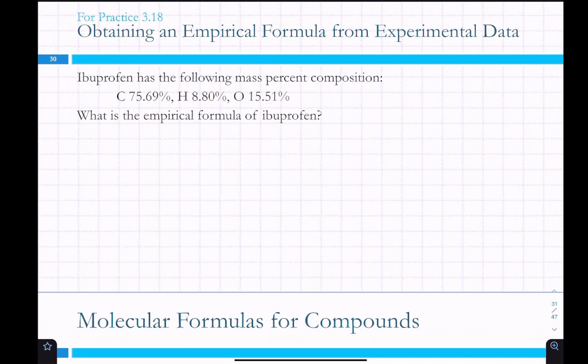Yeah. When I want to multiply that by 2 to get that into a whole number. Multiply them all by 2. Yeah, I'll multiply everything. Lowest. Divide them all by the lowest.